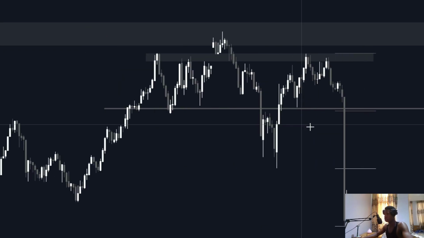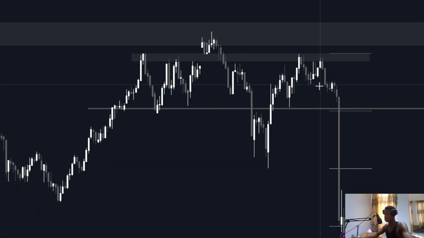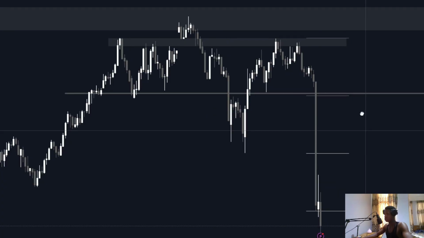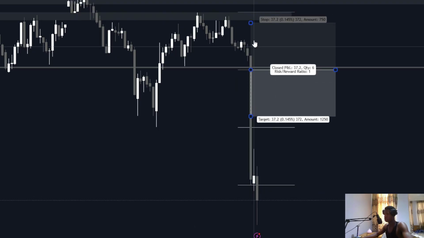Because right here, if we start to break above this level, I know that buyers might start coming into the market. But here, we didn't push price. We didn't even go close to this level, showing that sellers were at this level. We ended up pushing straight down to the downside, and ended up catching the trade right here.